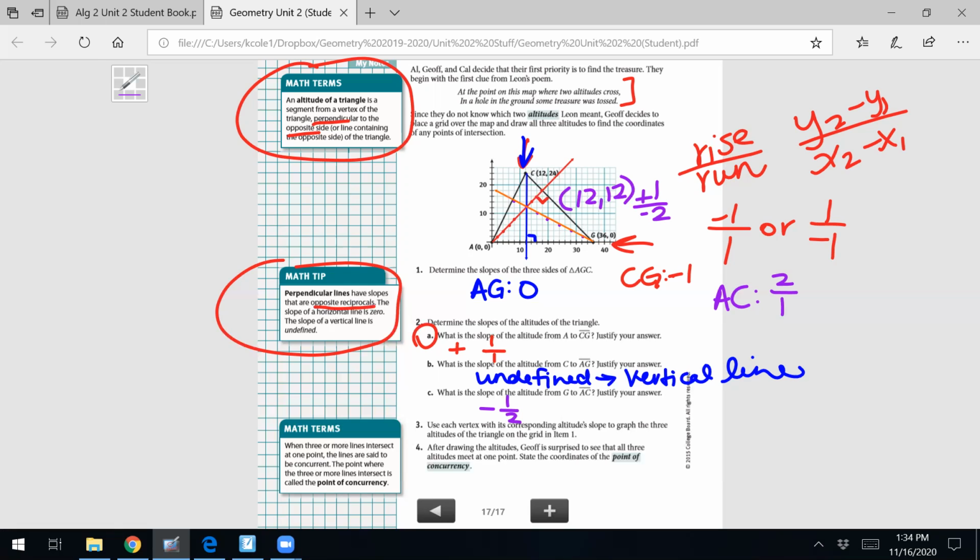If you look at number 4, it says, after drawing the altitudes, Jeff was surprised to see that all 3 altitudes meet at one point. State the coordinates of the point of concurrency. So what is the point of concurrency? 12, 12. So for number 4, you're writing 12, 12 as your answer. But then I want you to go directly over to page 193 at the bottom.